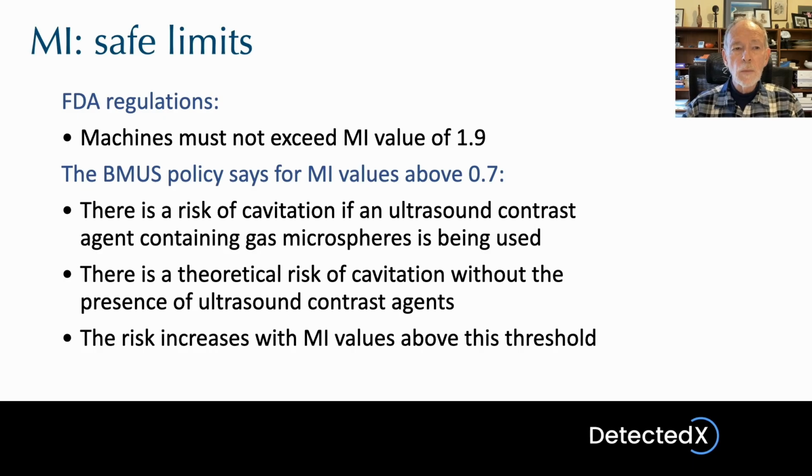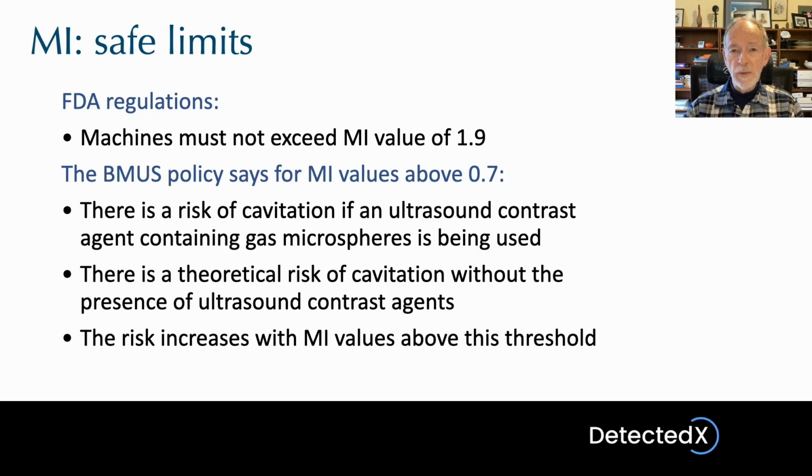What about the MI? Well, this is a little different. And the first thing to say is that the regulation of the manufacturers by the Food and Drug Administration and similar bodies in other countries says that the machines must not be able to exceed an MI value of 1.9. That value of 1.9 used to be regarded as the threshold below which cavitation could not occur.